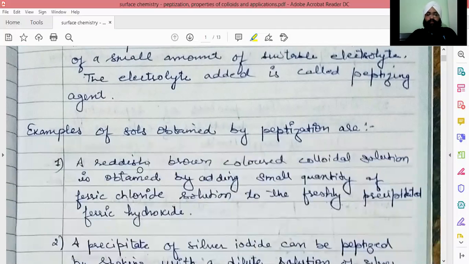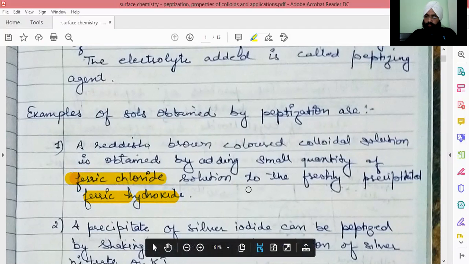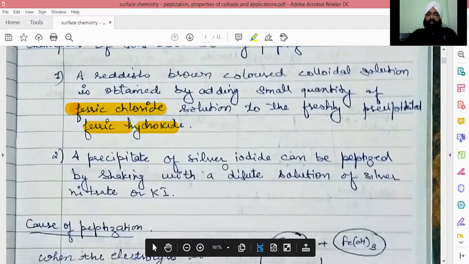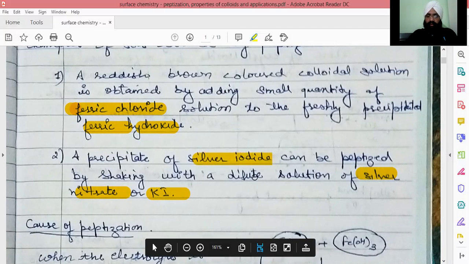Now, the examples of sols obtained by peptization. The first example is ferric chloride sol, which is obtained by the addition of ferric chloride to freshly prepared ferric hydroxide precipitates. And the other example is the addition of silver nitrate or potassium iodide to silver iodide precipitates to get the sol of silver iodide.